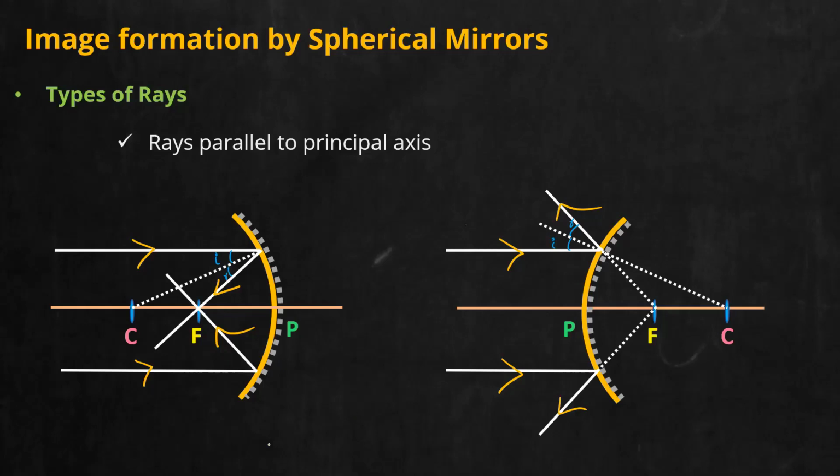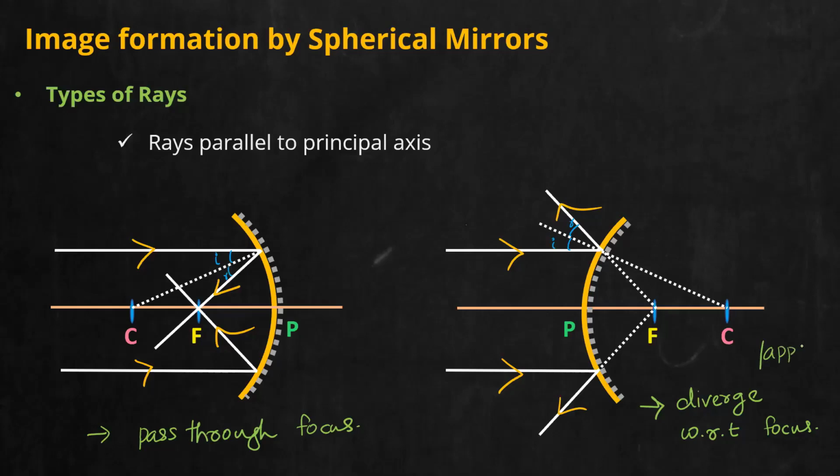Those who have drawn the diagram, below, what happens to the ray? It will pass through the focus. Whereas in the case of a convex mirror, what will happen to this ray? It will diverge with respect to the focus, or it may appear to come from the focus. That is the idea. Appear to diverge from the focus. Below, write down these two statements.